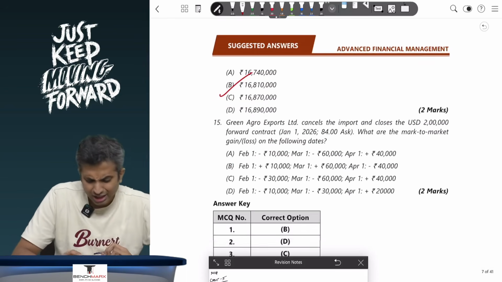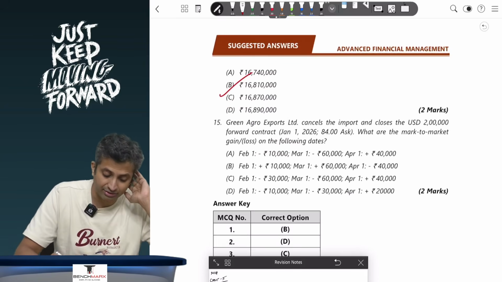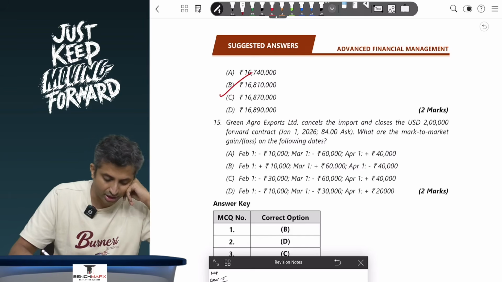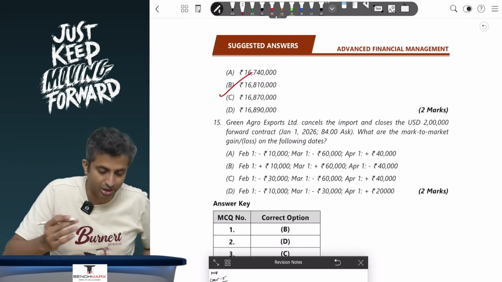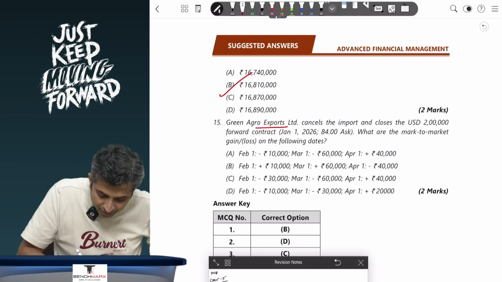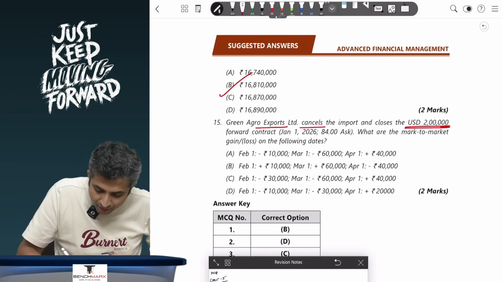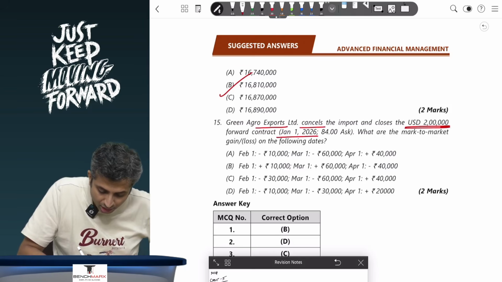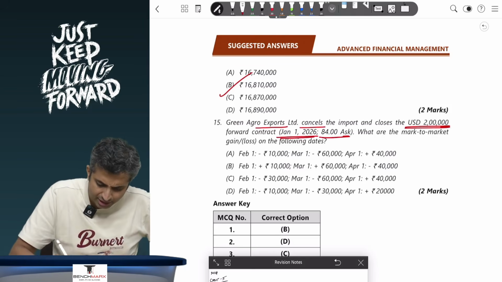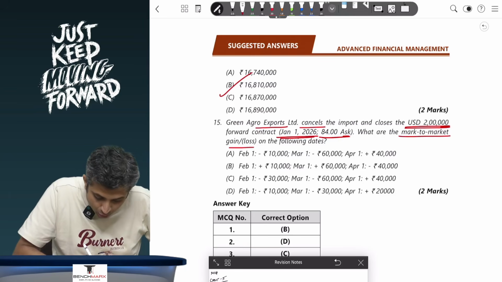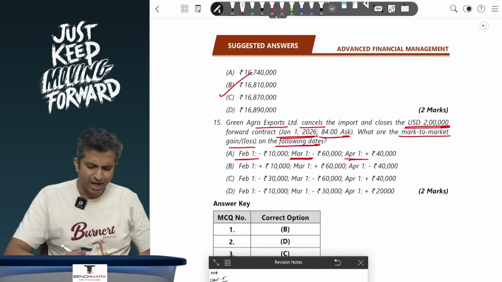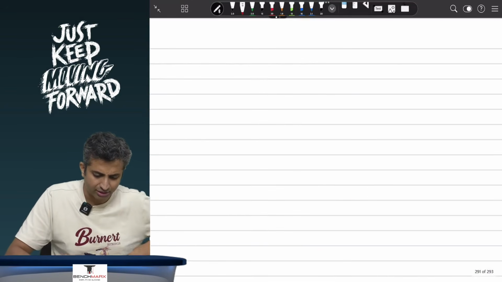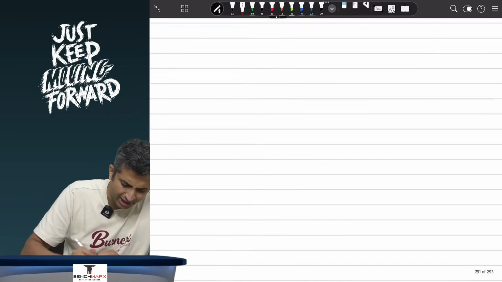Now under 15th, there's one particular place where I think there is an error, and you can correct me if you get that, but they have not given this properly, but we can infer the conclusion still. Green Agro Exports cancels the import and closes the $2 lakh forward contract on 1st January, which was at 84. They're telling you that they're closing. What is the mark to market gain or loss on the following dates? That is, what is the gain or loss if you close on 1st February, on 1st March, or on 1st April?